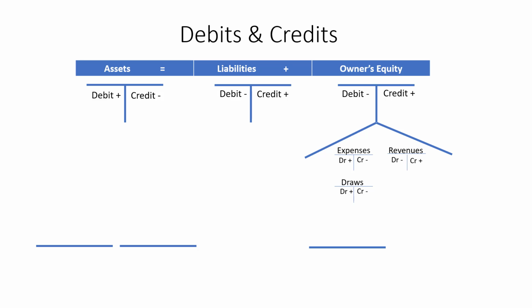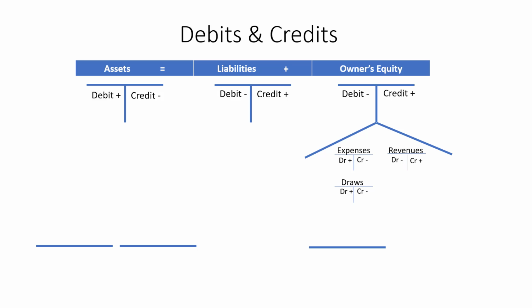For assets, a debit increases the account balance, but a credit decreases it. For liabilities, a debit decreases the account balance and a credit increases it. For owner's equity, a debit decreases the account balance and a credit increases it. Owner's equity gets a little confusing because there are a few different account types that make it up. Under the owner's equity umbrella, you have revenues, expenses, and owner's draws, and all three make up our owner's equity balance on our balance sheet.